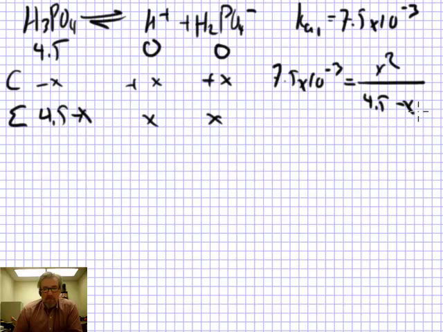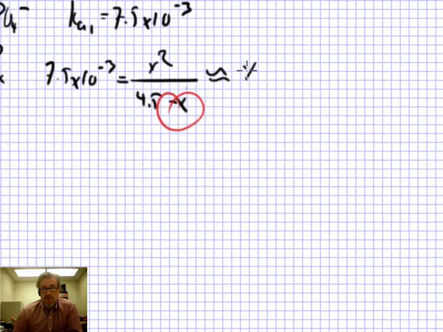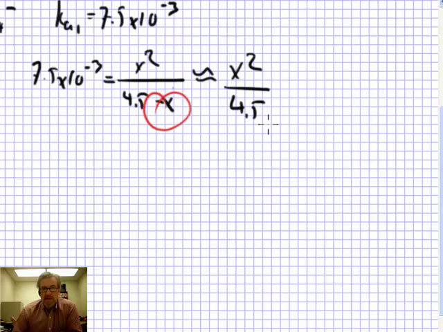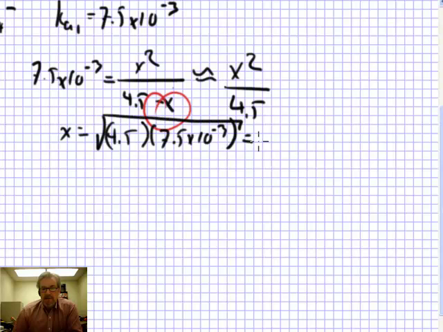Now 10 to the minus third is fairly small, but 4.5 is really big, so I think it's pretty valid to assume that x here is ignorable in the denominator. So we'll say that this is approximately equal to x squared divided by 4.5. So that would mean that x is equal to the square root of 4.5 times 7.5 times 10 to the negative third. And when we calculate x, we get 0.18. And 0.18 is less than 5% of 4.5, so that was a valid assumption.